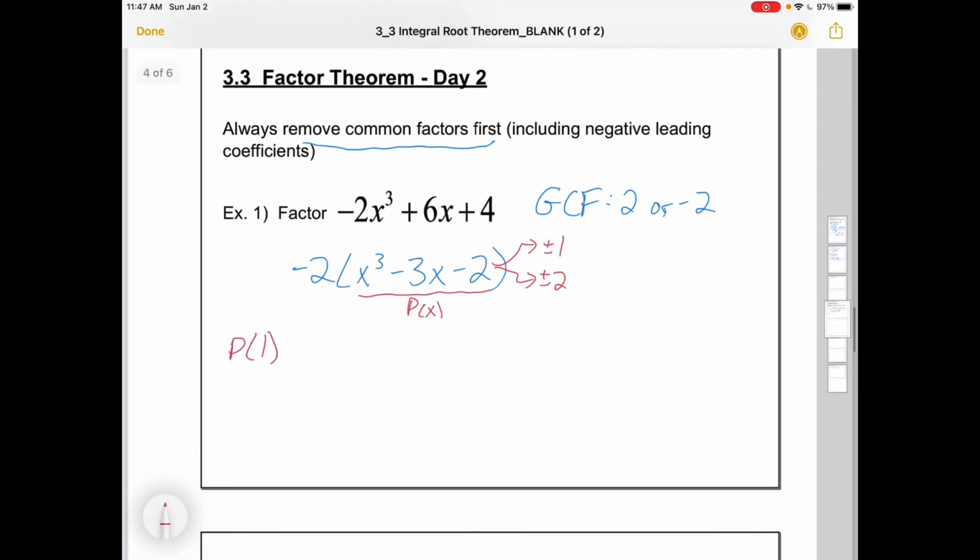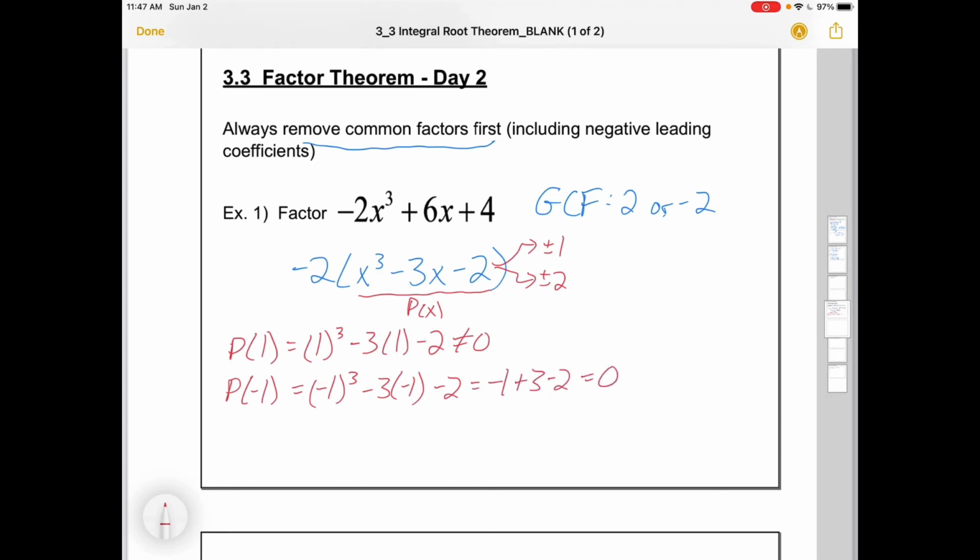If I put 1 in, I'll get 1 cubed minus 3 times 1 minus 2. I can already tell there's going to be more negatives than positives. That didn't work, so we didn't find a factor. That's fine. Let's just try another one. I'll put in -1. That'll give me -1 cubed minus 3 times -1 minus 2. Okay, let's think about that. That's -1 plus 3 minus 2 gives us 0. So x plus 1 is a factor. Yay!